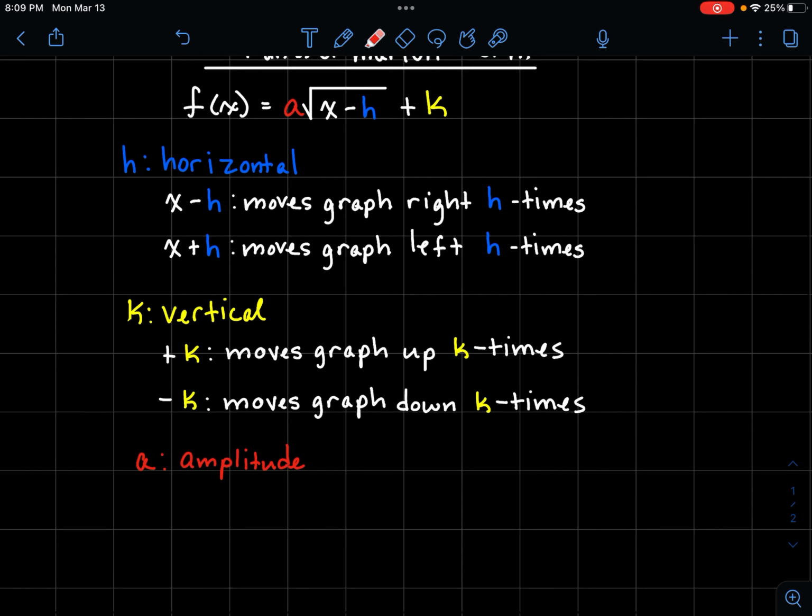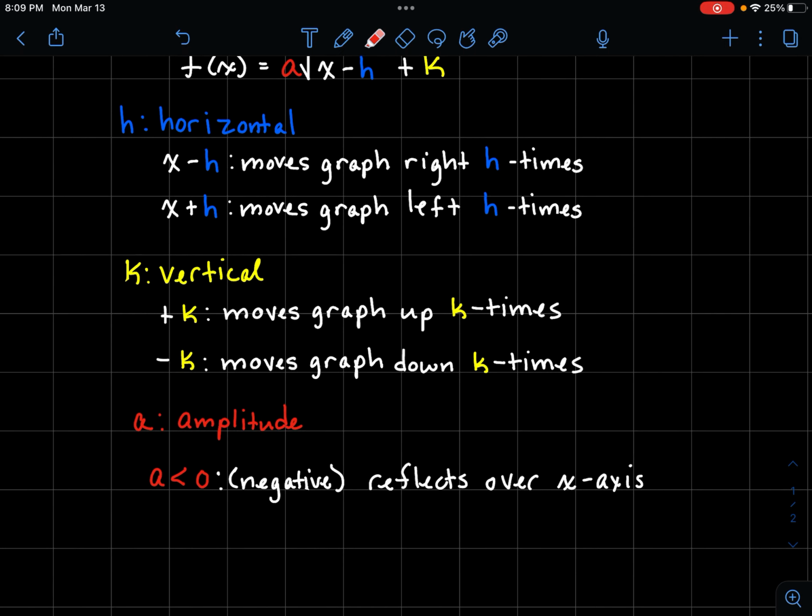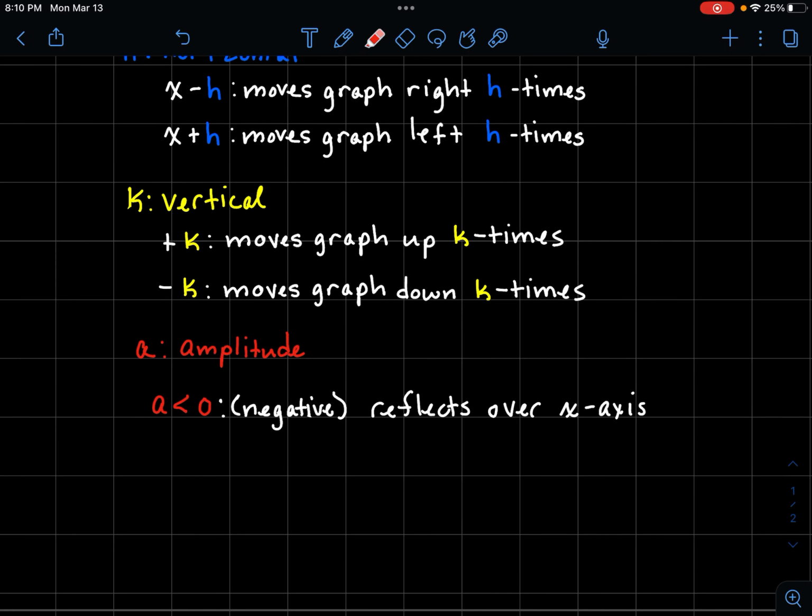The last rule that we're going to look at is a, standing for amplitude. A few things to look at here. Is a less than 0? Or in other words, is a negative? What this does is it reflects over the x-axis. So our graph that typically was going up to the right is now going to go down to the right.